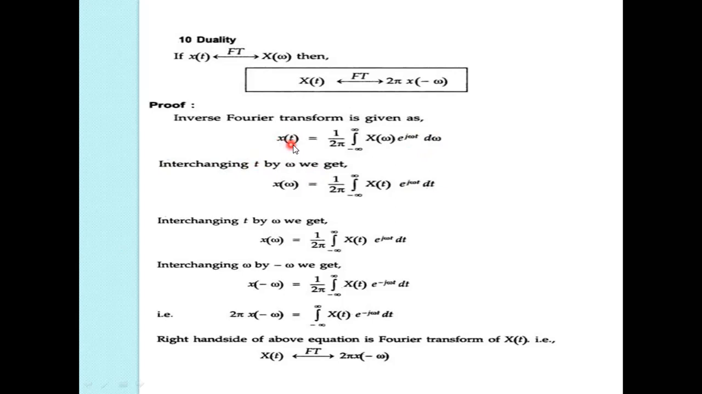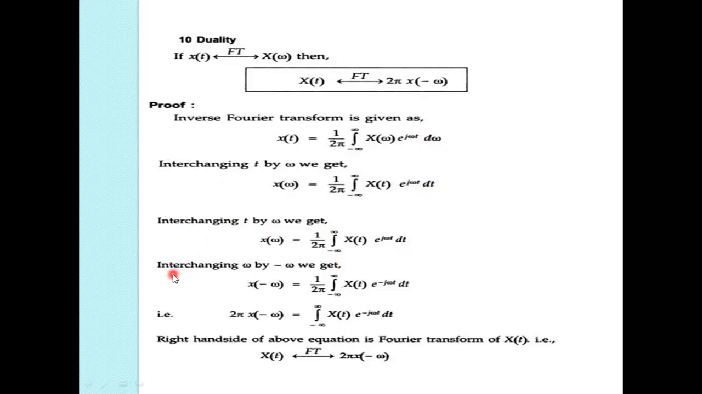The x of t, I change as x of omega, 1 by 2 pi, the integral minus infinity to infinity, X of t, with omega as t here, and e power j omega t, where omega is t and t is omega, both are the same, d omega and dt. Following the interchanging, it is the same function, nothing is different.